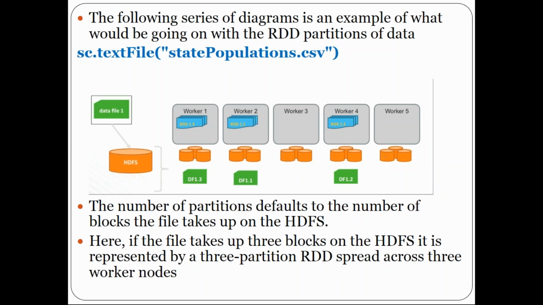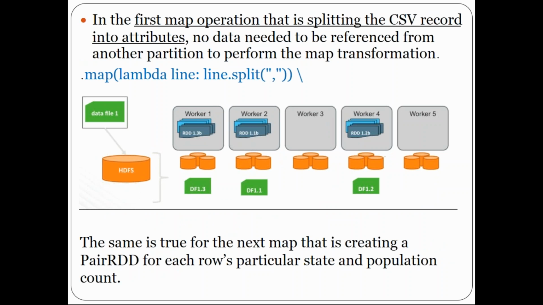Now understand, the number of partitions will default to the number of blocks. We have been talking about it from day 1. Very good. Here, if the file takes up 3 blocks on HDFS, it is represented by 3 partitions spread across 3 worker nodes. This is also a statement which we know. So no confusions. Let me move forward. Now, let's talk about the first map operation. I told you I have split the whole transformation into 3 phases. The first phase is done. I move to the second phase.